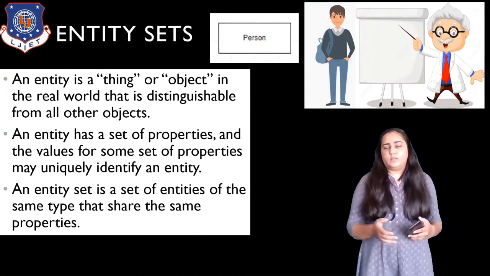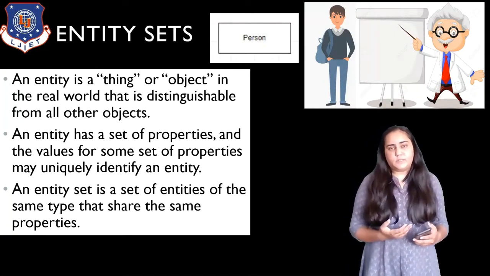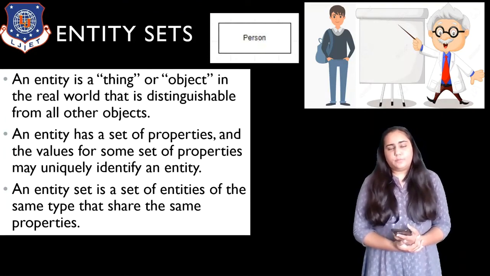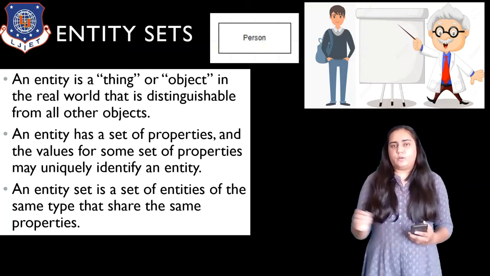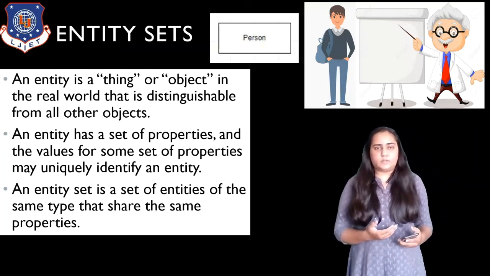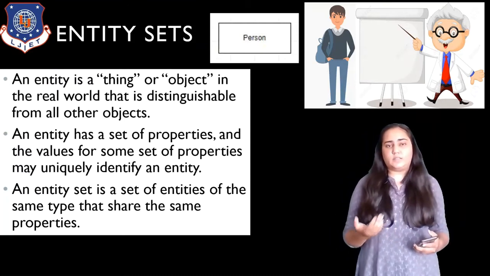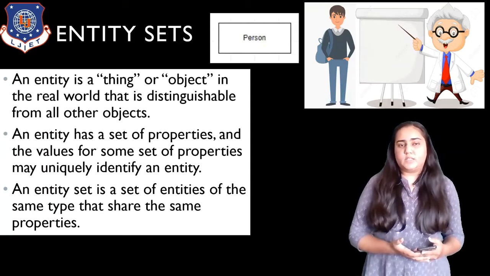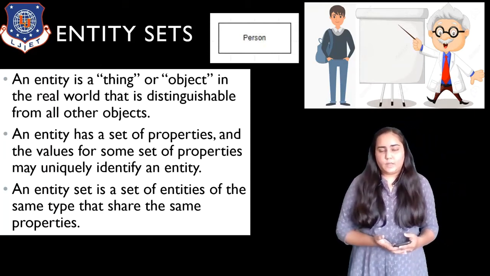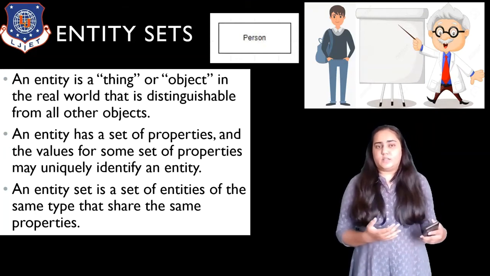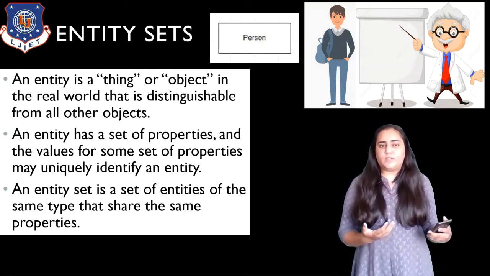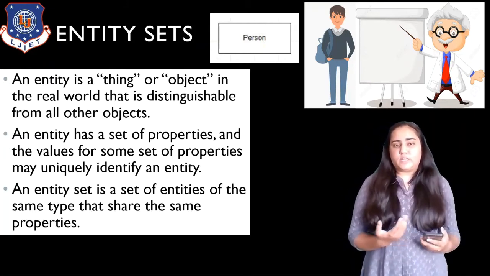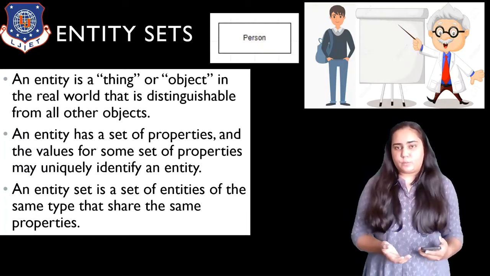This brings us to a more efficient way of representing the database, and that is the entity relationship model, which is also known as the ER model. And in the ER model, the E stands for entity sets. So first we're going to see what an entity set is. An entity is a thing or an object in the real world that is distinguishable from all other objects. And it has a set of properties and values which can uniquely identify each and every entity. And an entity set is a set of entities of the same type that share the same properties.